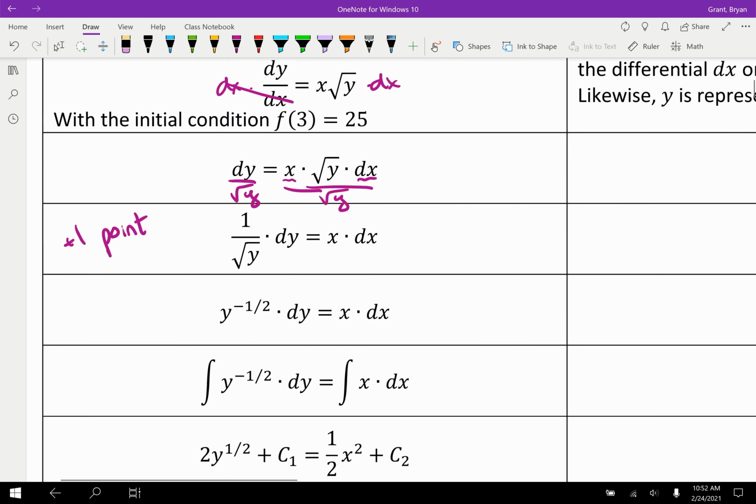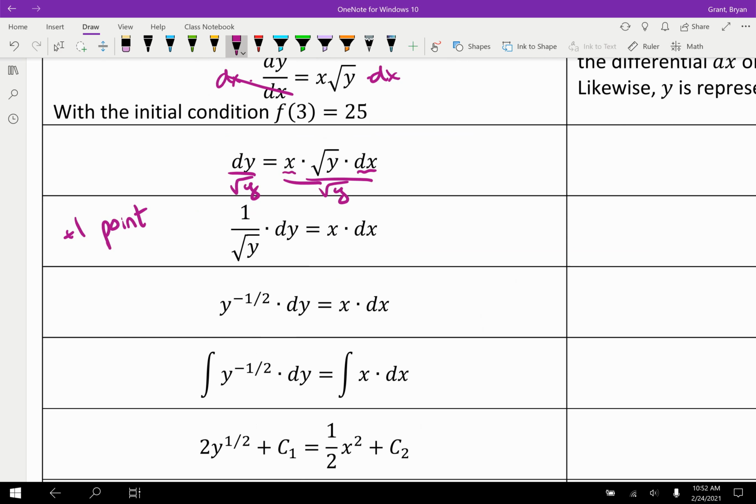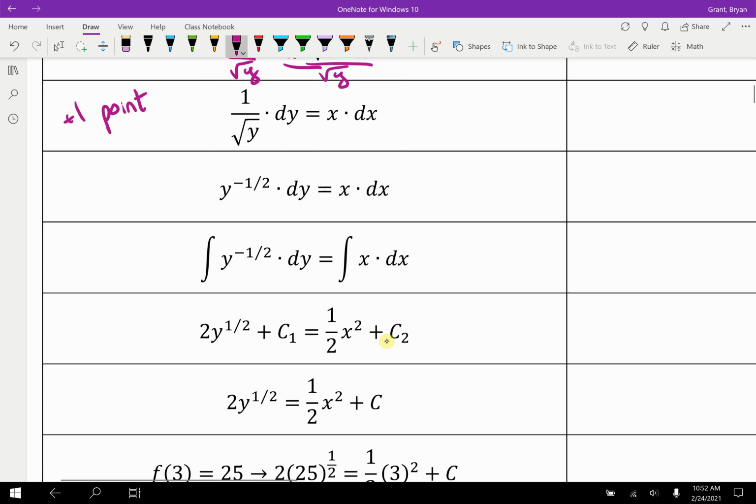And look at the first step, we just had to move variables to different sides. Once you have all the y's to one side, all the x's to the other, you've already gained yourself 1 point by separating the variables. I went one step further and I rewrote 1 over the square root of y as y to the negative 1/2 because I know what's coming next.